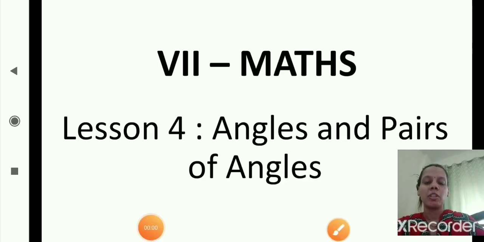Good morning students. In the previous session we completed question number 1 from practice set 21. Now today we will start with question number 2 from practice set 21.